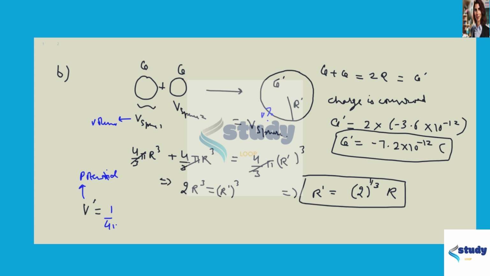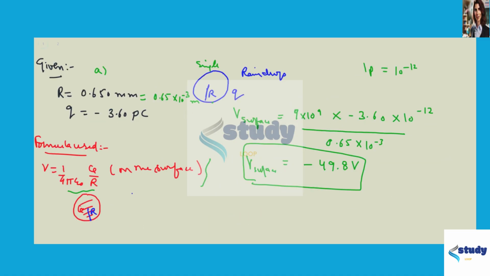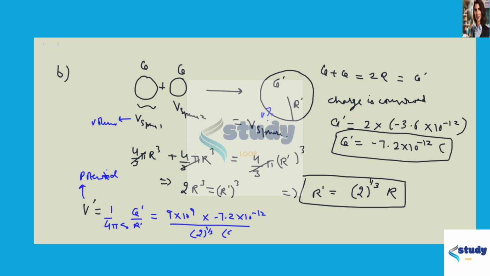So this is equal to 1 by 4 pi epsilon naught Q prime over r prime. So this is equal to 9 into 10 raised to power 9 into minus 7.2 into 10 raised to power minus 12, over 2 power 1 over 3 times our R, which was 0.65 into 10 raised to minus 3 meter. Using the calculator, I have found the value. So this is equal to minus 79.0 volt.